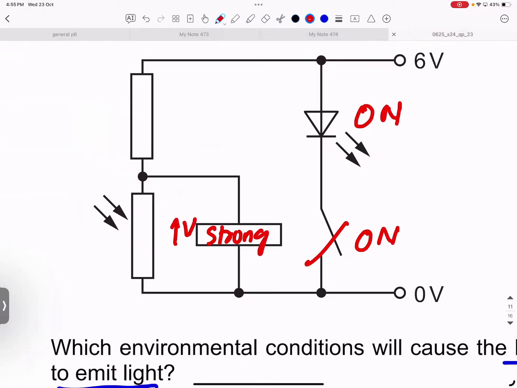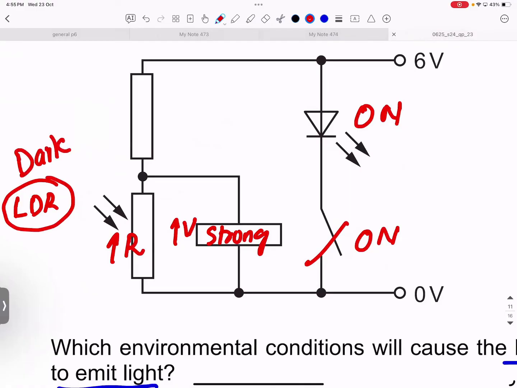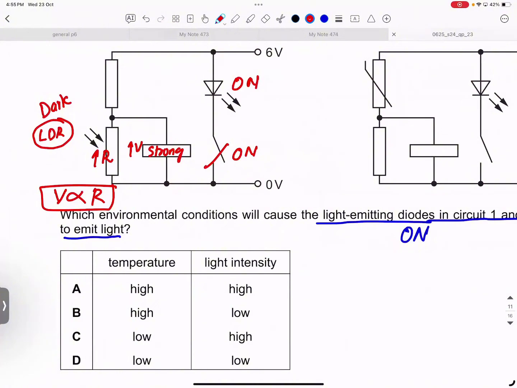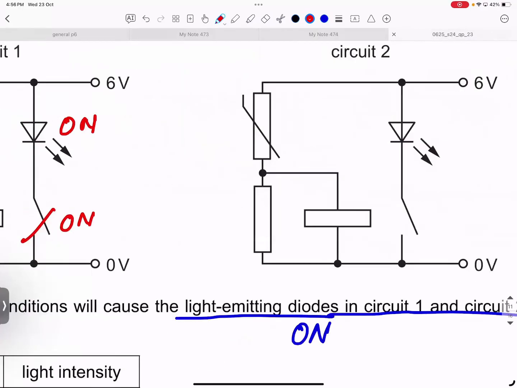For high voltage share, the resistance of this LDR should be high. High resistance of LDR is only in dark. Again, for the diode to be on, the electromagnet should be very strong. For that, the voltage share should be high. High voltage share is obtained because it is proportional to resistance. More resistance of LDR is only possible if it is in dark. So first of all, dark means low light.